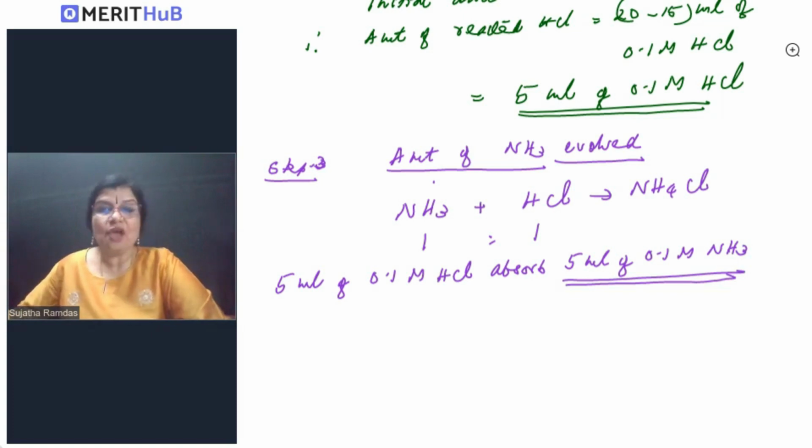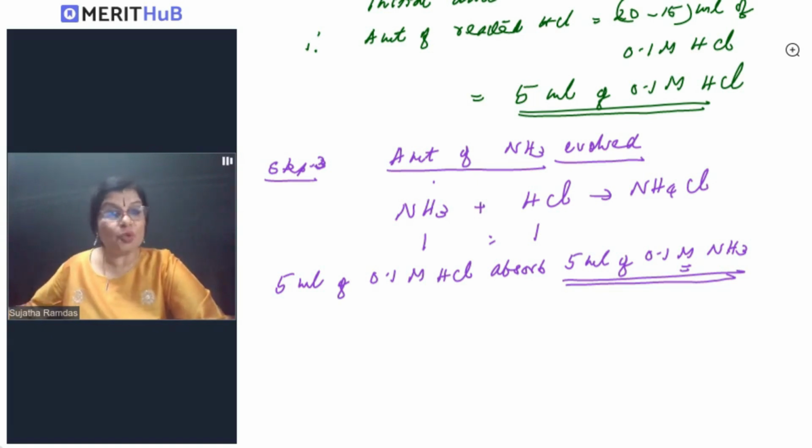So we now know that 5 milliliters of 0.1 molar ammonia is the amount of ammonia gas evolved by the organic compound. Okay, now let's connect ammonia to nitrogen. Molarity corresponds to the number of moles in 1000 milliliters. So 1 molar solution would correspond to 1000 milliliters. Here we have 5 milliliters of 0.1 molar ammonia.